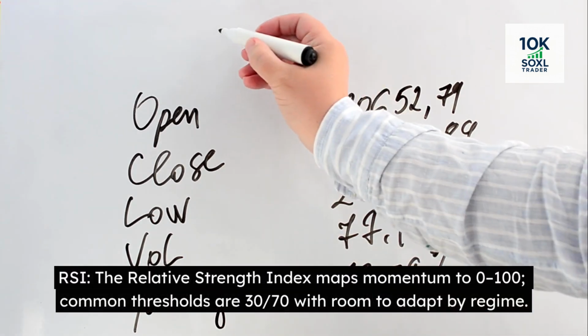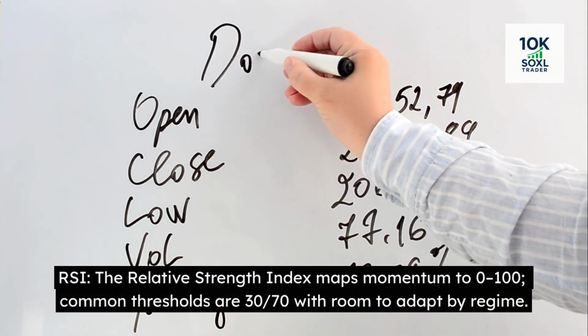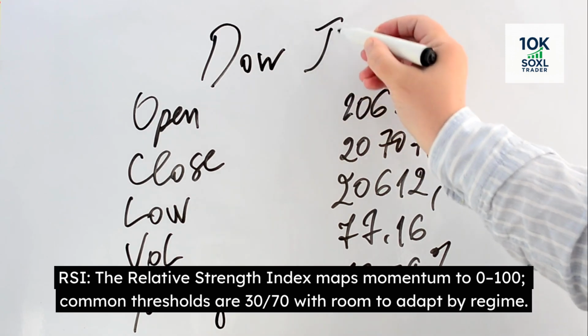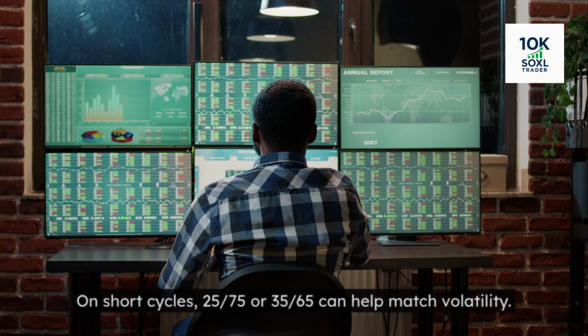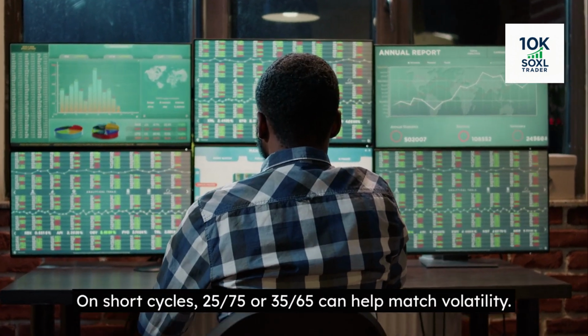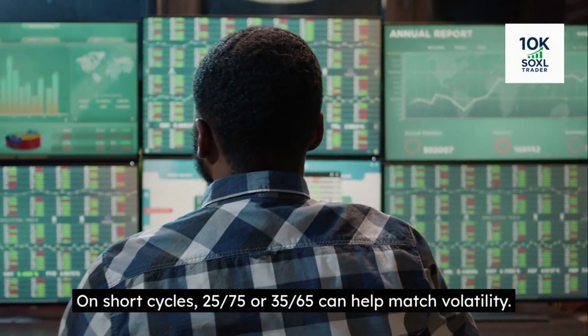RSI. The relative strength index maps momentum to 0 to 100. Common thresholds are 30/70 with room to adapt by regime. On short cycles, 25/75 or 35/65 can help match volatility.